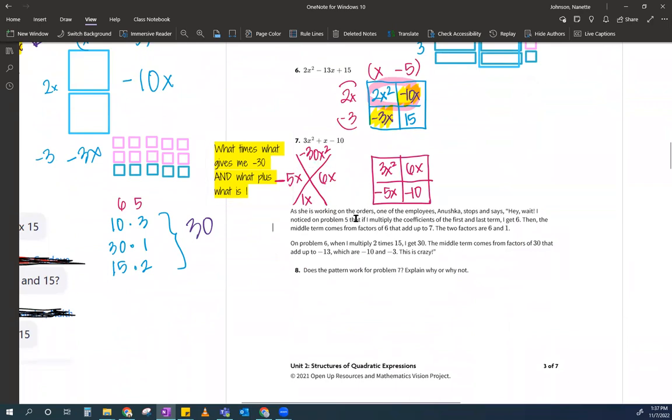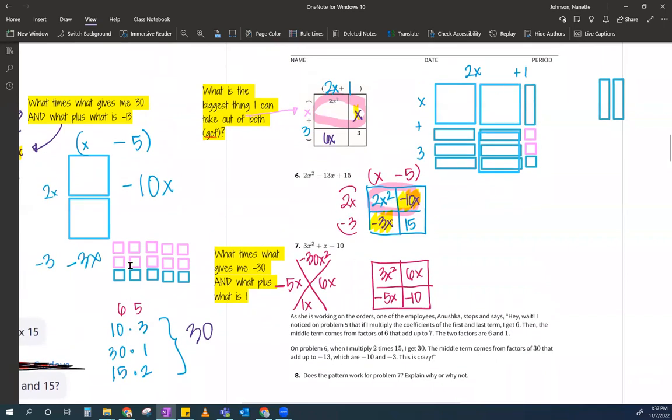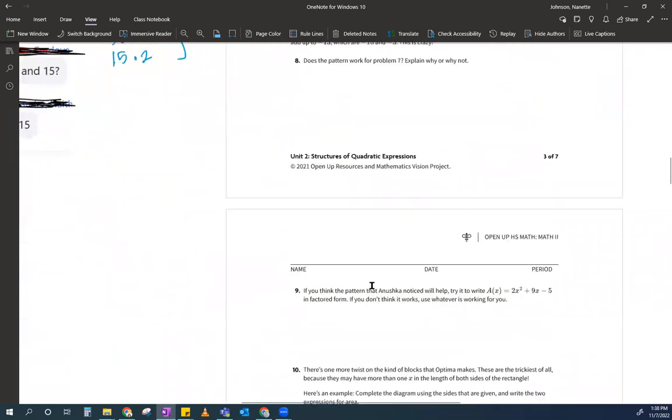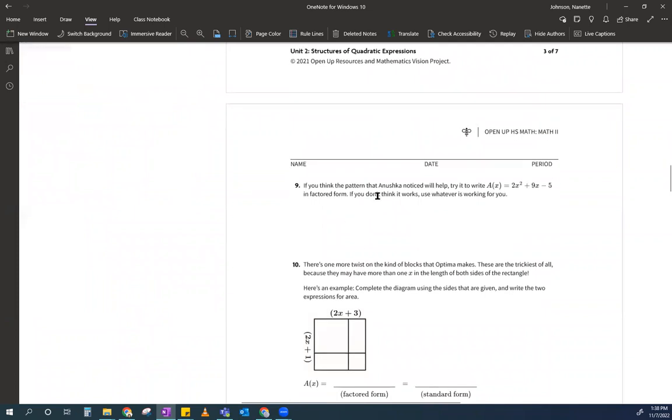What's a way better of knowing a pattern is I don't need to rearrange. Remember, we were rearranging these 15 little guys over and over again to figure out what factors those were, because that would help us figure out what numbers go here, which would help us figure out the length and the width of your rectangle, right? Do you guys all see my rectangle that I never drew in? Okay, so then it says number 9. If you think about the pattern Anushka noticed, we'll help try to rewrite this in factor form. If you don't think it works, use whatever is working for you.